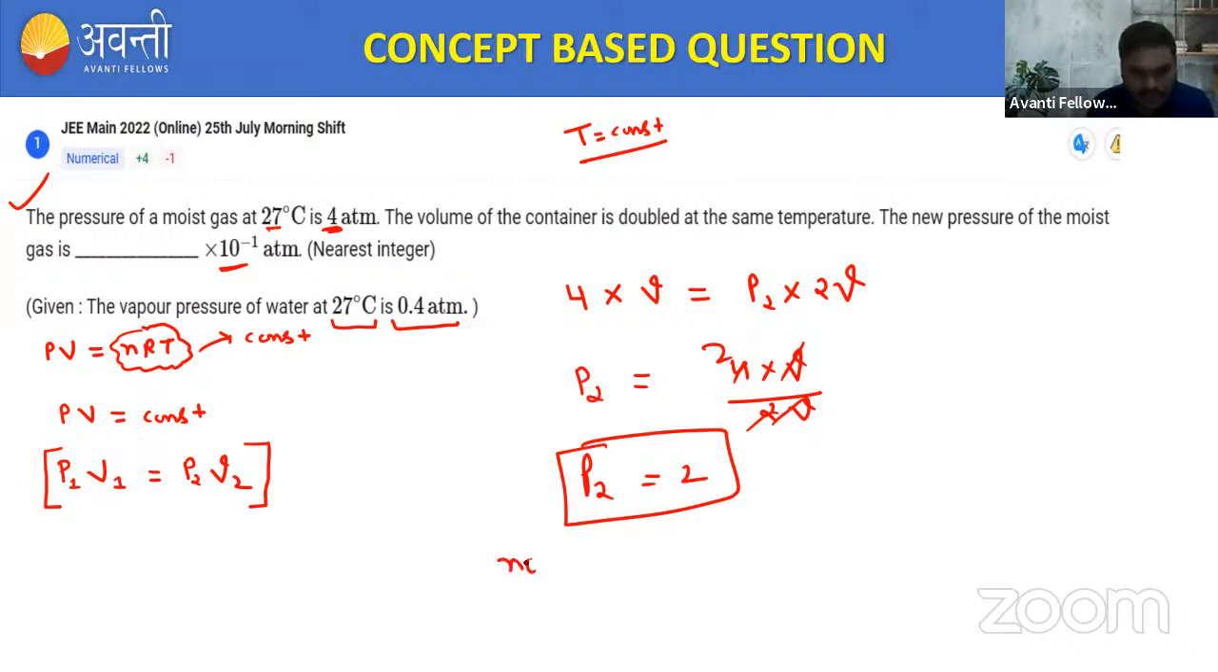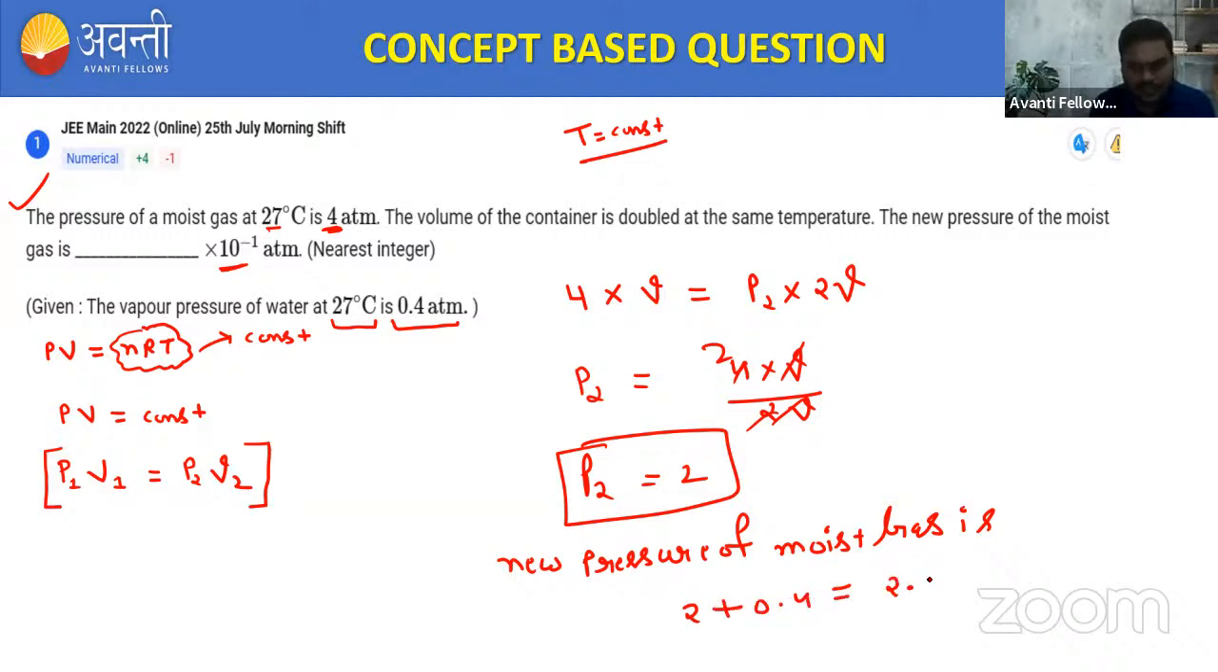So the new pressure of moist gas is, that is 2 plus 0.4, that is 2.4 atm.